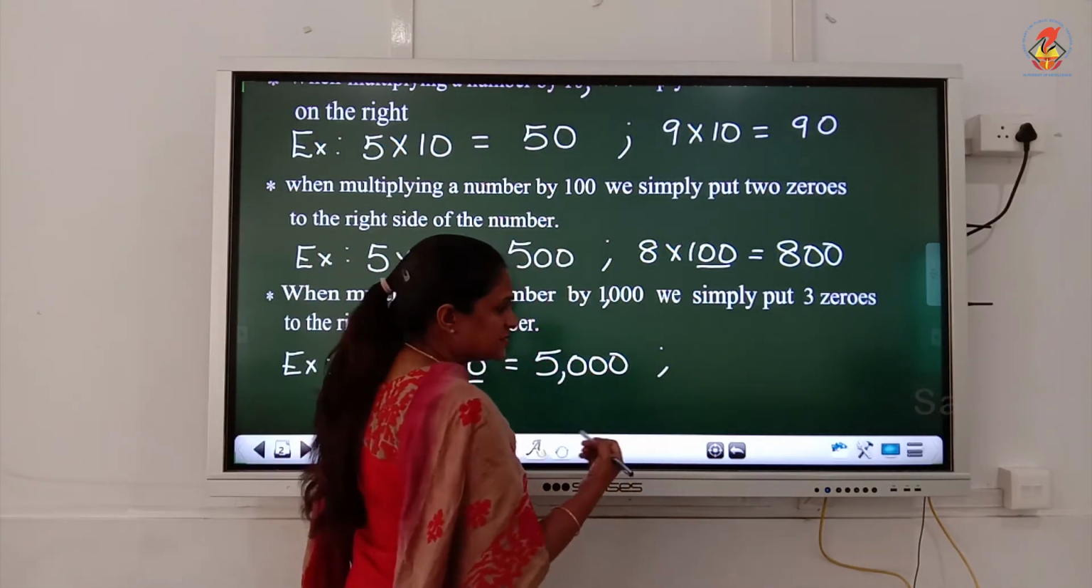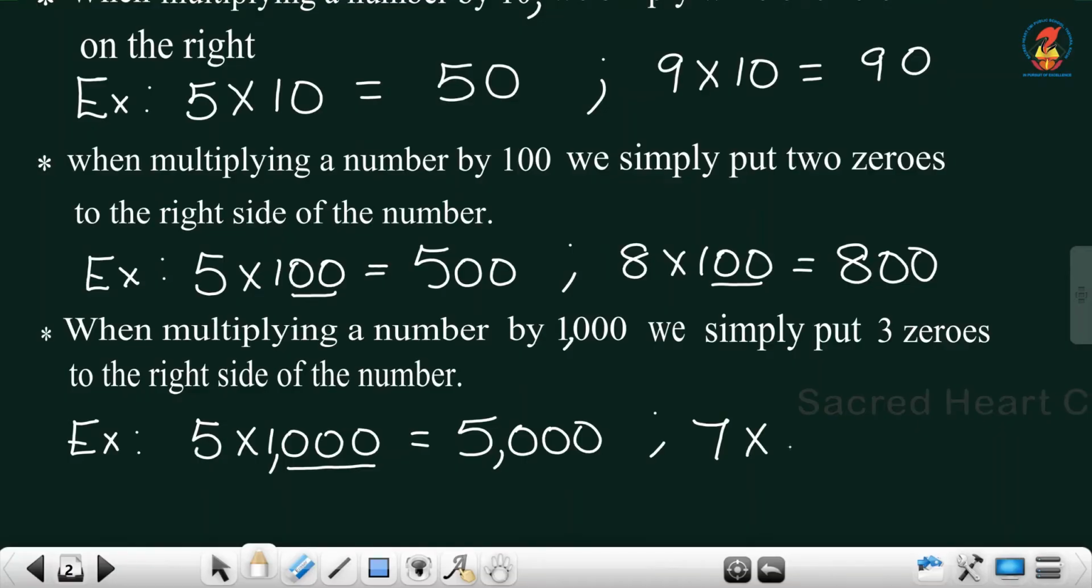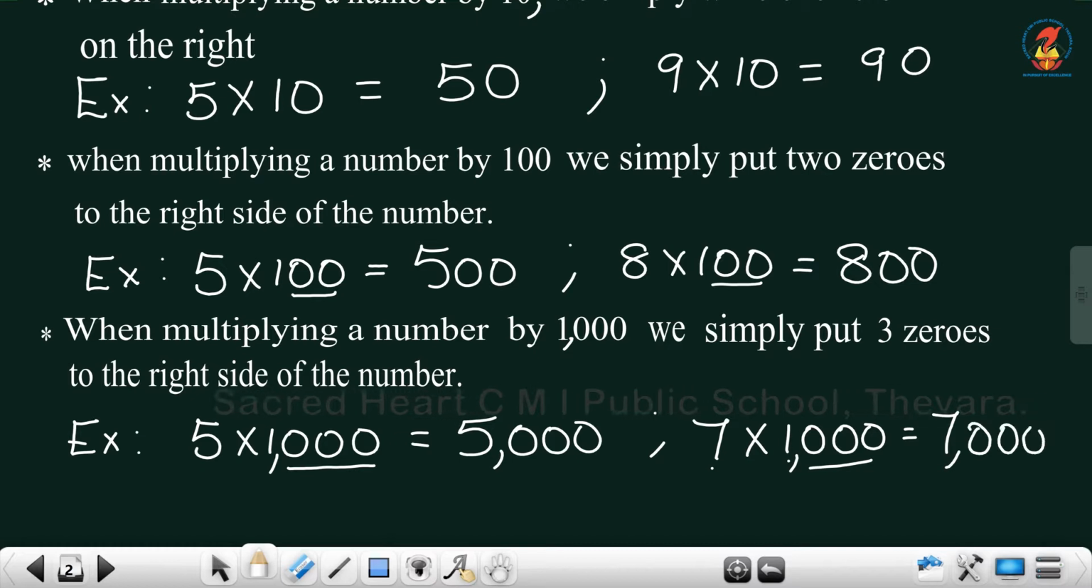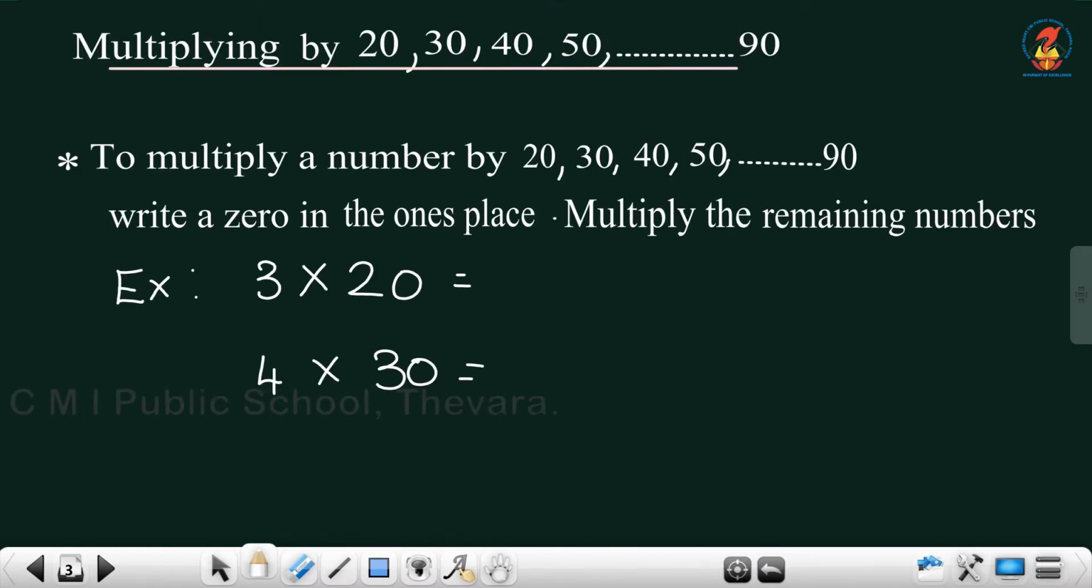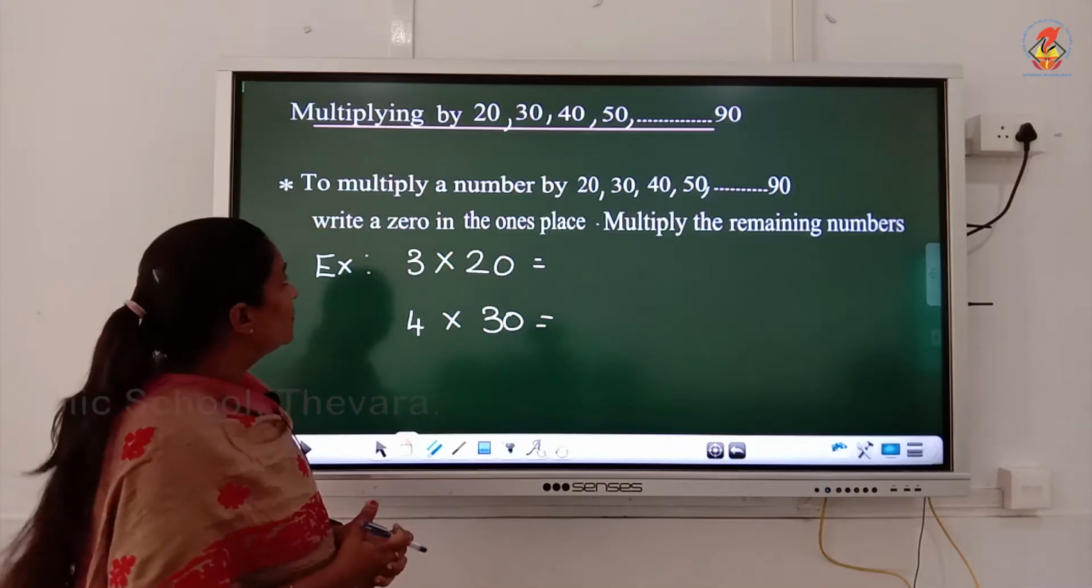We'll do another example. 7 into 1000. 7 into 1 is 7. And how many zeros? 3 zeros. You will put them to the right side of the number. So, we get the answer 7000. Just very simple, right? Now, let's move on to the next numbers.